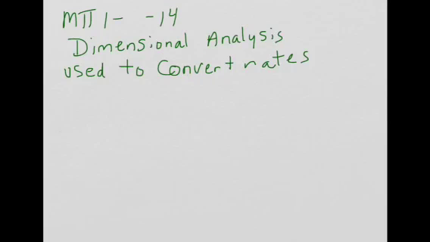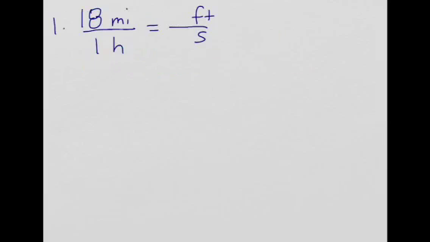Open up your MTT, and we're going to use ratios in order to do dimensional analysis. Dimensional analysis is what you use when you are converting rates. So the first problem that we're going to do is 18 miles in 1 hour, and we want to know how many feet you would go in 1 second.